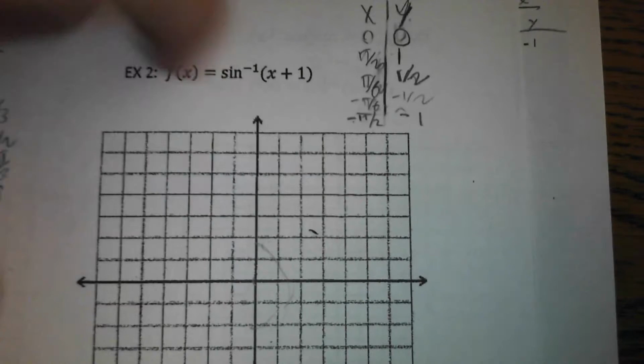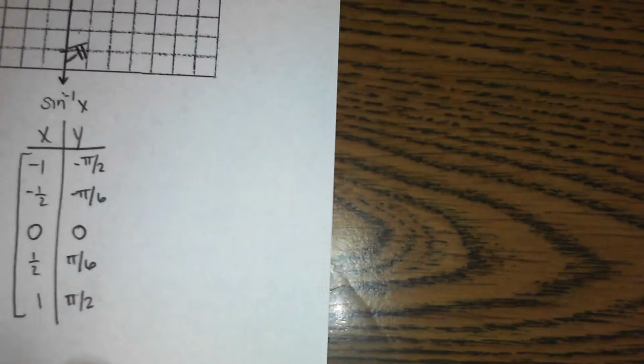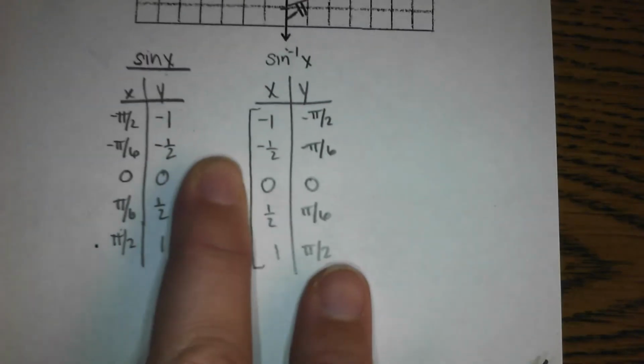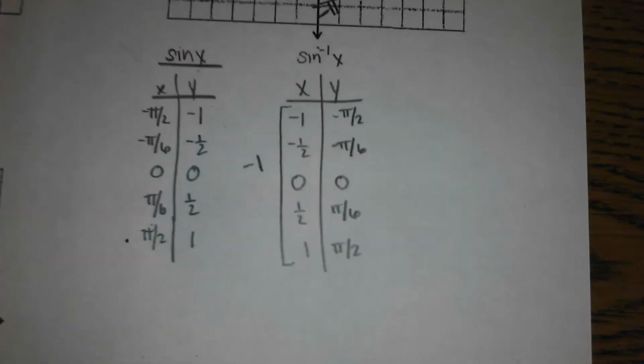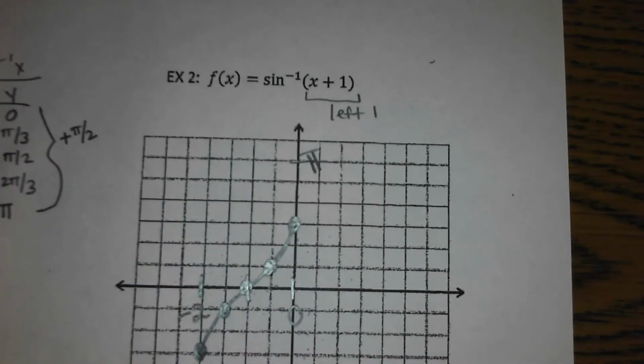Okie doke? So, that's what your sine table of values should look like. And then your inverse sine flips all of those. So that's all I did there, I just flipped all of them. And then the transformation is left 1 unit.